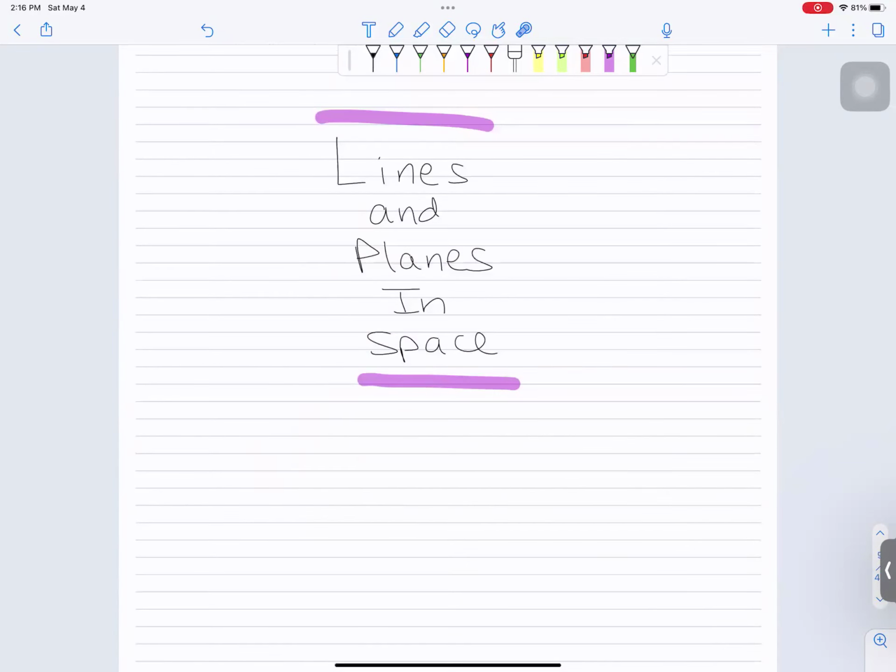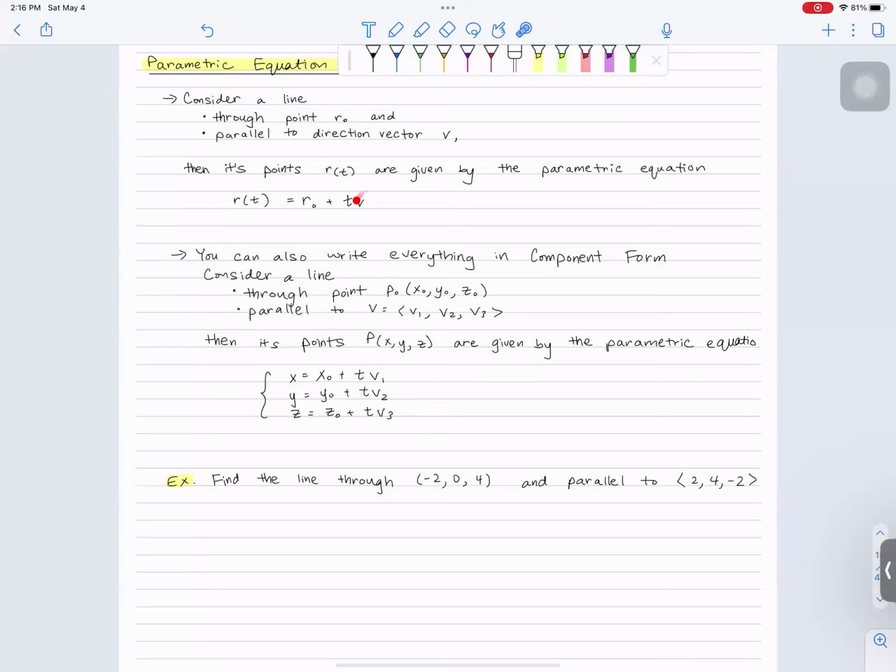All right, let's look at some lines and planes then. How do we write a parametric equation of a line? In general, we want a line through some point and pointing in some direction. This direction is our vector that we're going to use, and we take that vector times some variable, I can call it t, plus my starting point.